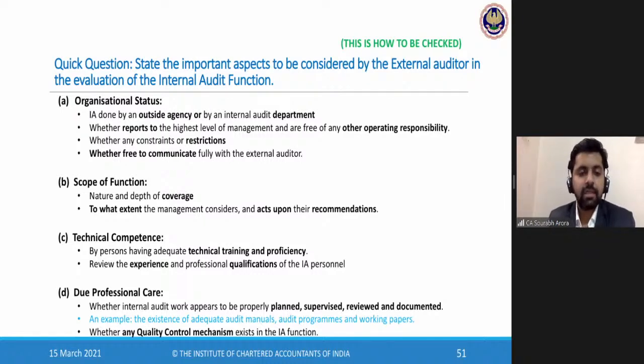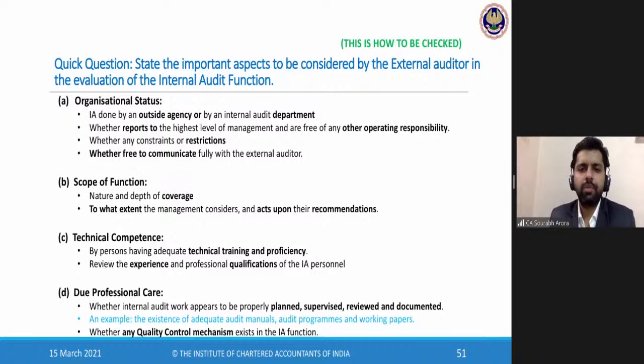The nature of respect and the nature of importance that the management gives to the internal auditor is determined by the extent to which the management acts upon their recommendations. Then the technical competence, technical training and proficiency, experience and qualifications of IA personnel, and due professional care, whether planned, supervised, reviewed, and documented. So you can ask for their audit documents as well. For example, the existence of adequate audit manuals, audit programs, working papers, and whether any quality control mechanisms exist in the IA function. What is the IA function? The IA function is nothing but the department in the organization, the internal audit department.